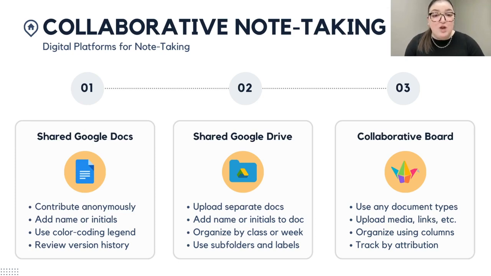And finally, you can use subfolders and labels. Folders can be color coded by topic or week, and subfolders can be labeled in similar ways. This is great because the labeling system can mirror the Canvas setup if, for example, you're using modules so that students can easily find the collaborative notes.